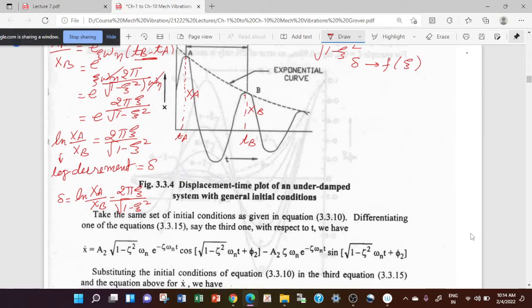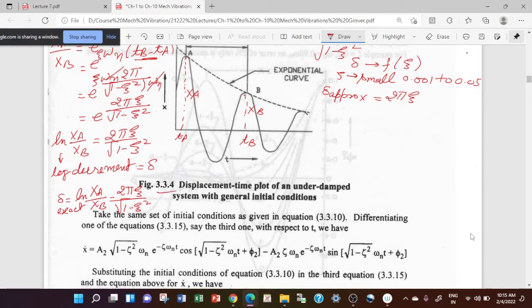Generally the damping which we are giving here is small, and it varies from 0.0012 to 0.05. For a small value of zeta, this delta approximately can be given by 2 pi zeta. And this is your delta exact when you consider the lower term.